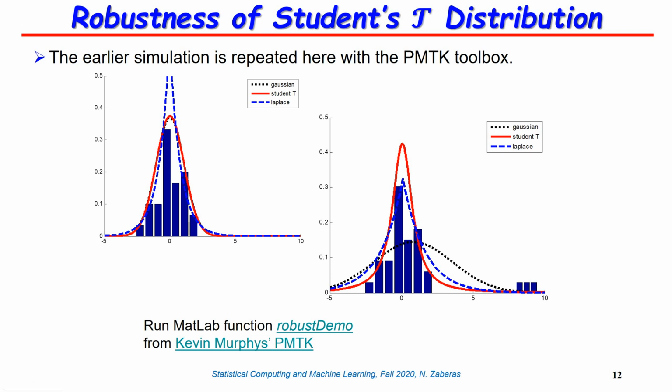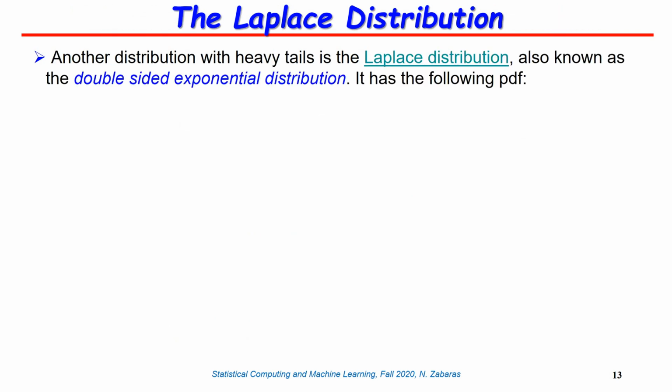Okay, since I mentioned the Laplace distribution, it will make sense to formally have one slide that introduces the Laplace distribution. So here it is. The only thing I want you to remember is that in the exponential you have the absolute value, and I remind you that in the Gaussian distribution we had the square, right?